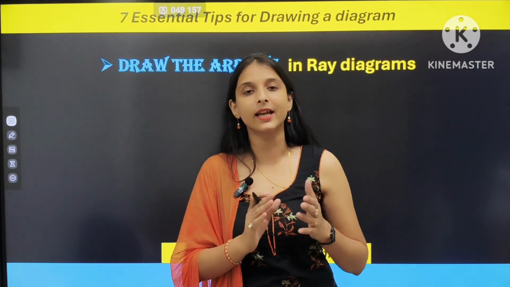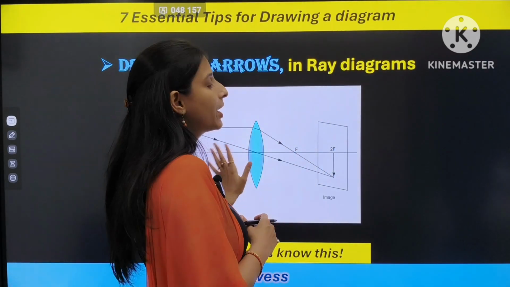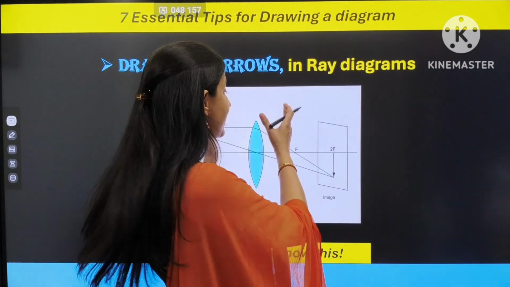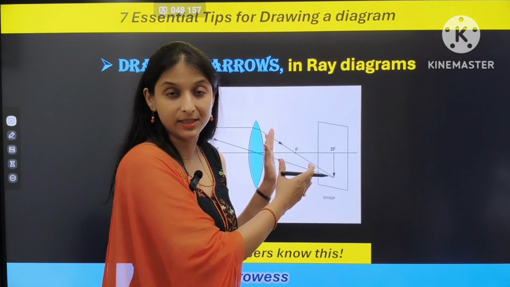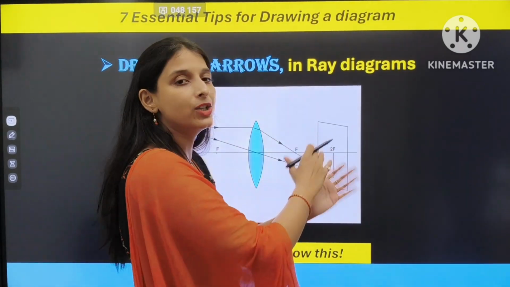The 7th and the last tip is again for the physics diagrams, wherein you are drawing ray diagrams, right? So please don't forget to draw the arrows, because these arrows indicate the direction of light, and only when the light is coming does that indicate that the image can be formed.